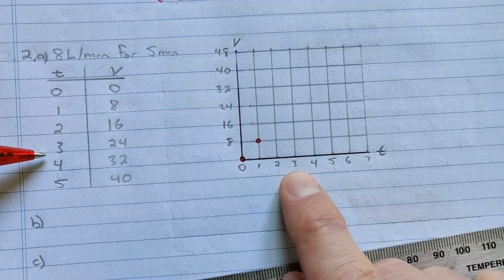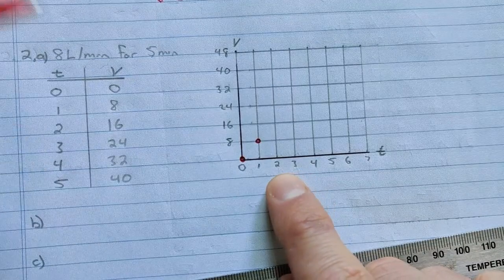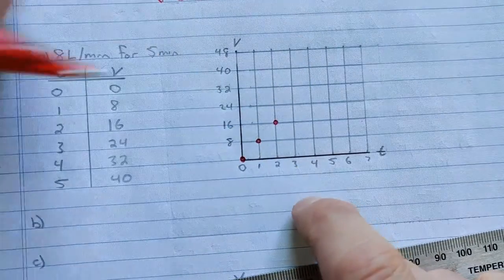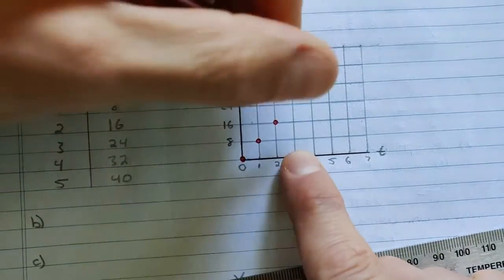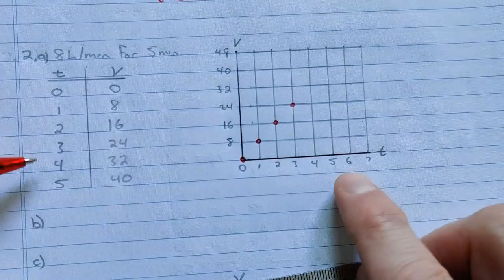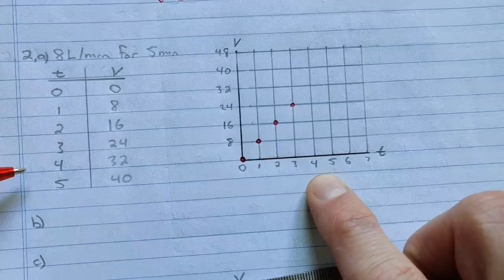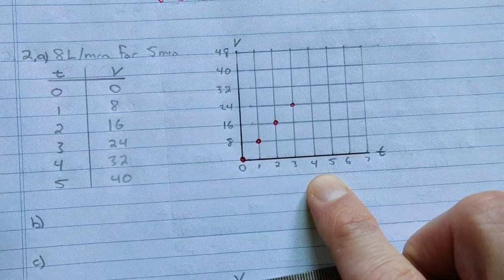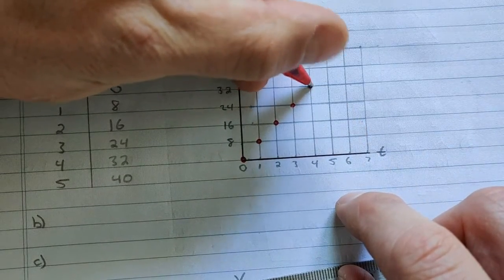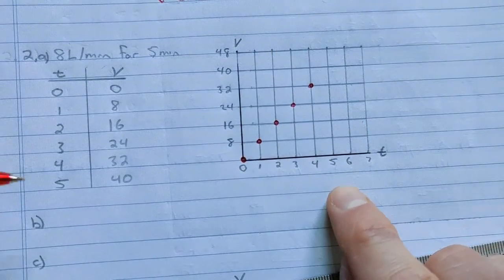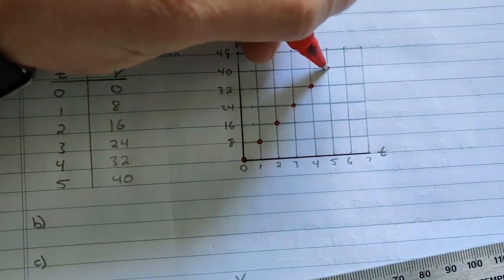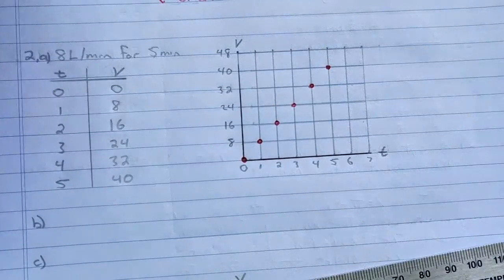When t equals 2, v equals 16. So 2 and 16 match up here. 3 and 24 is my next pair. That matches up right here. So I'm just matching those up each time. The next one here, we have 4 and 32. Again, we're just matching up these points on the v and the t axes. And then 5 and 40. And we match those up right there. So now I can connect my dots.